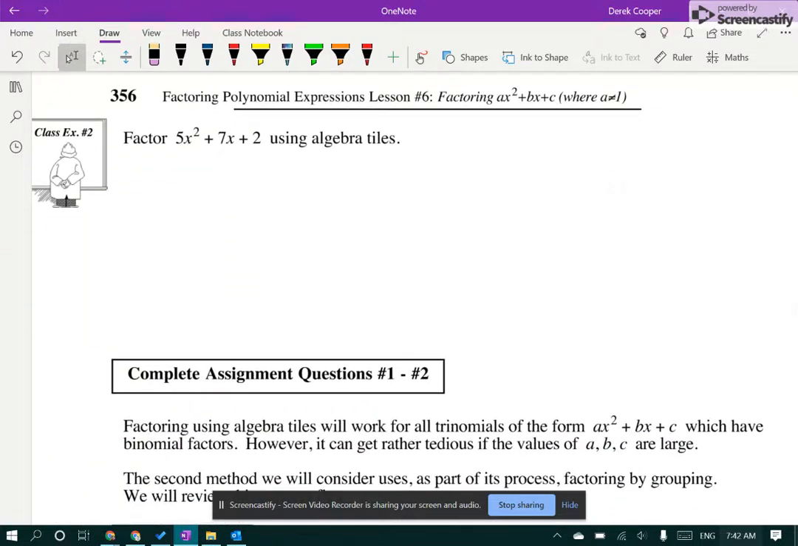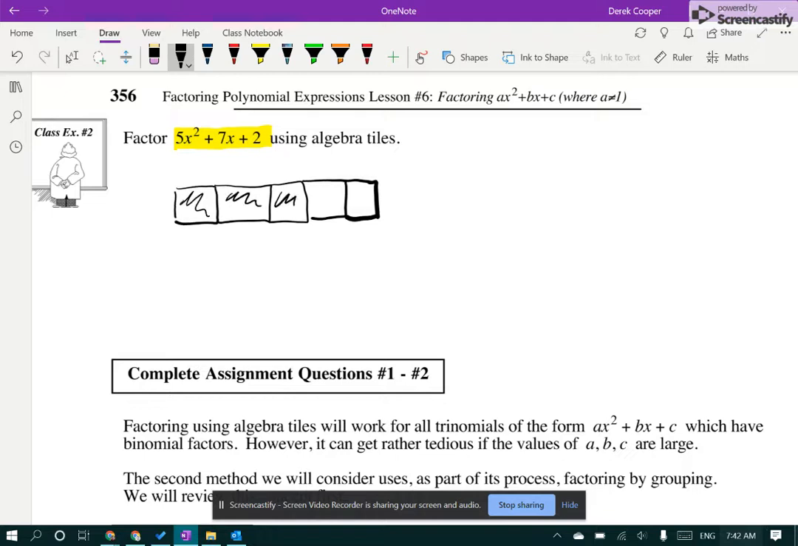Now we're going to do the same thing, just a different one, and we're going to use algebra tiles. We're going to try and factor 5x squared plus 7x plus 2. So here we go. Let's put together all our 5 x squared tiles. All of those, of course, are shaded. Okay, 5x squared plus 7x.